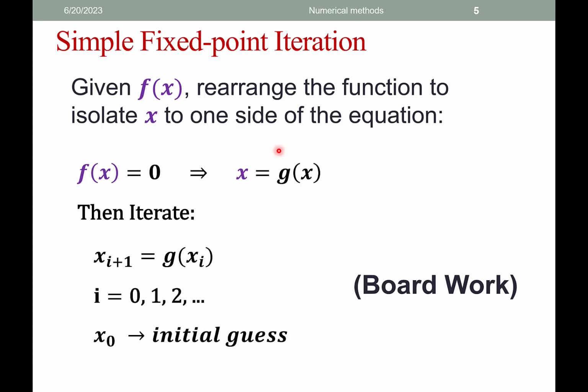When we have this format, then we can iterate. So what we do is we substitute our initial guess into the function g of x. Whatever we get will be the resulting estimate of the root, which is xi plus 1. We do this several times until hopefully we converge to an actual root. So we're going to do an example now to show you how a simple fixed point iteration method is applied to a specific equation.